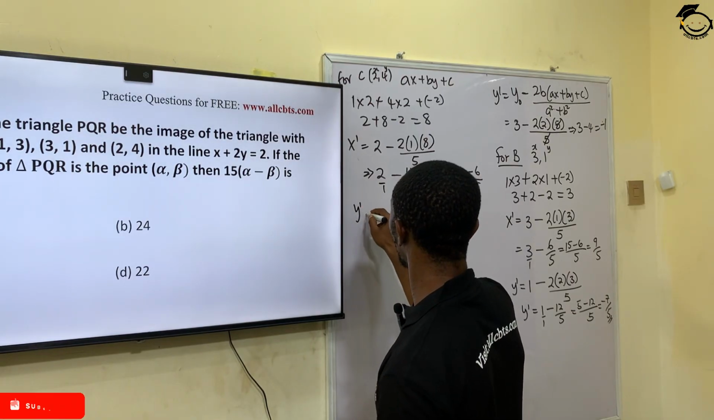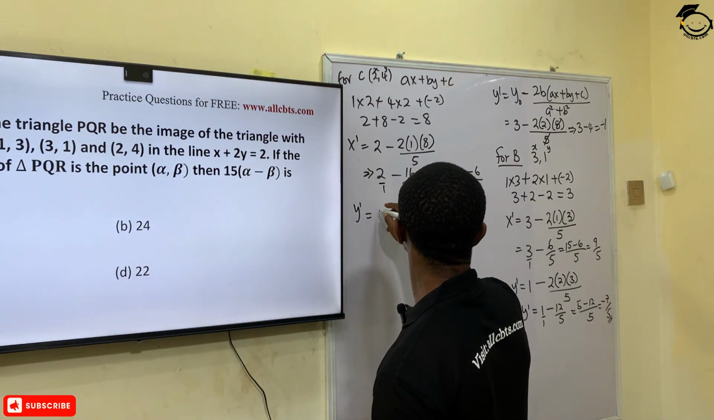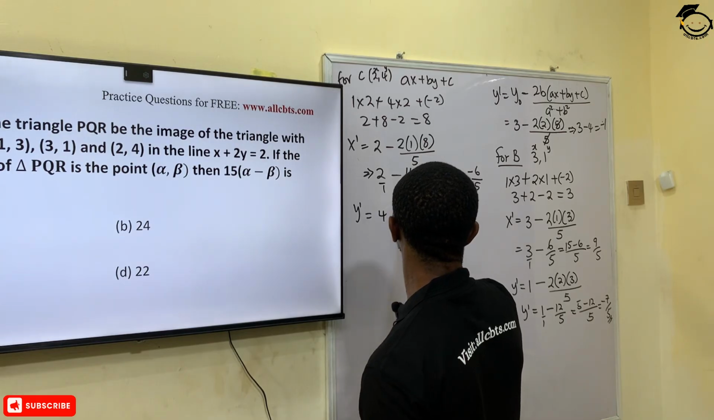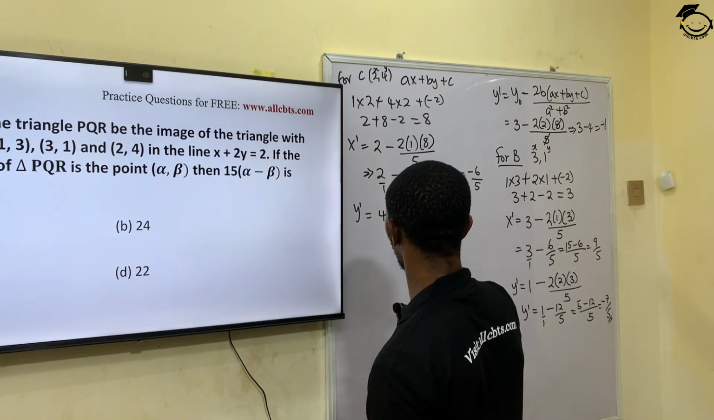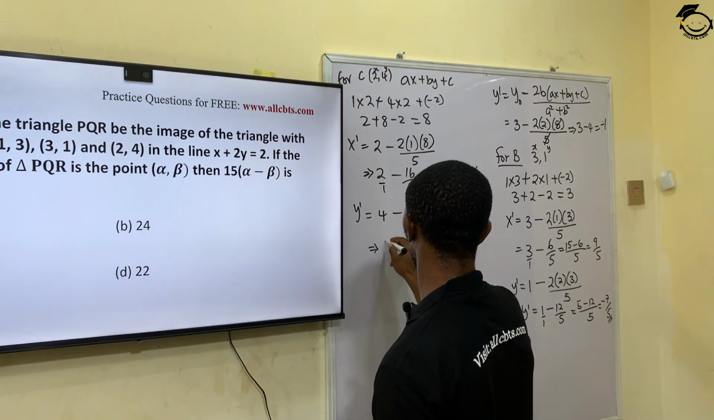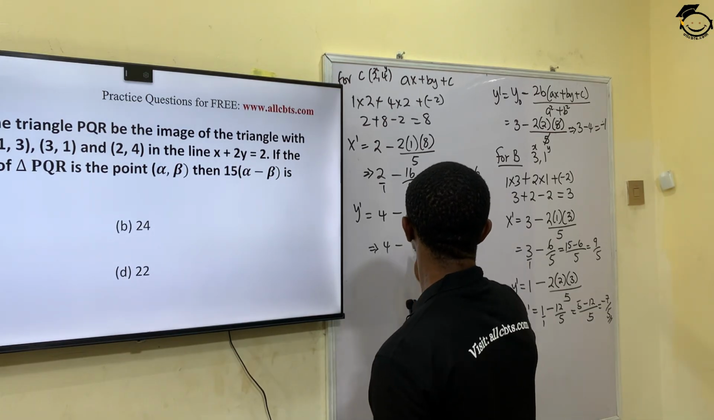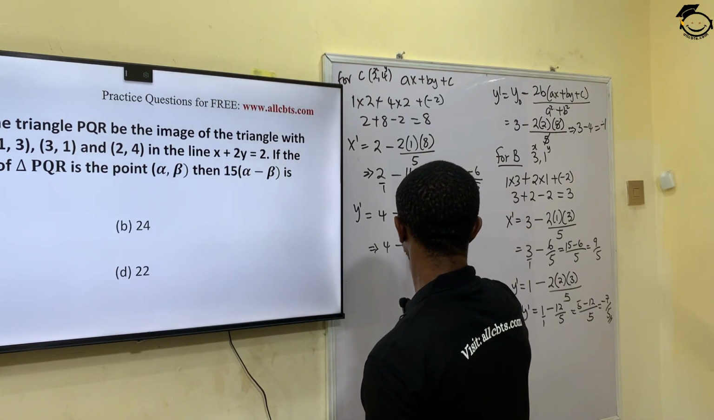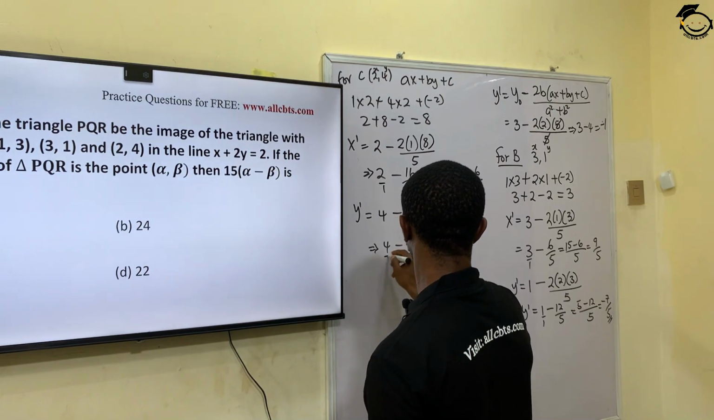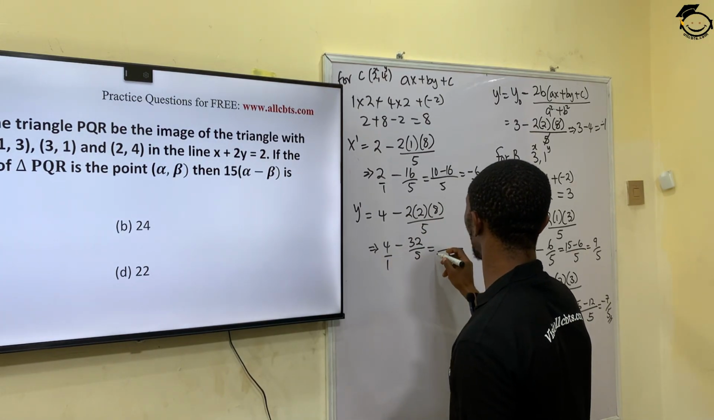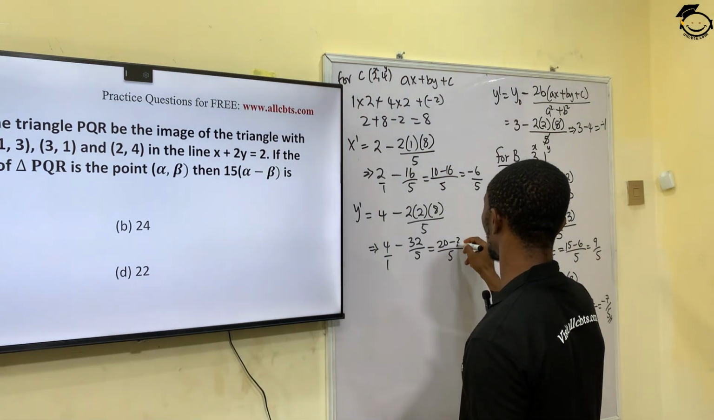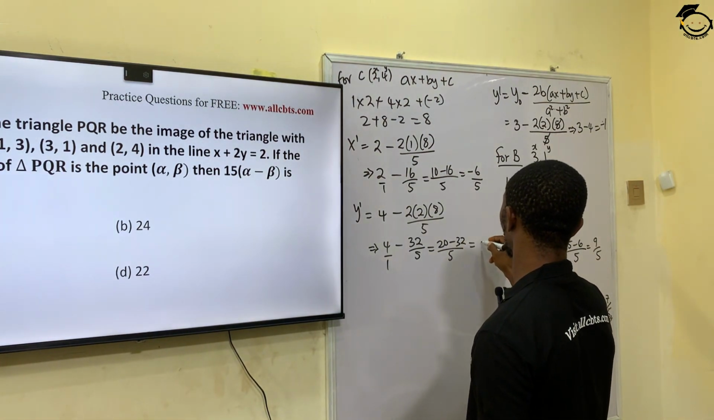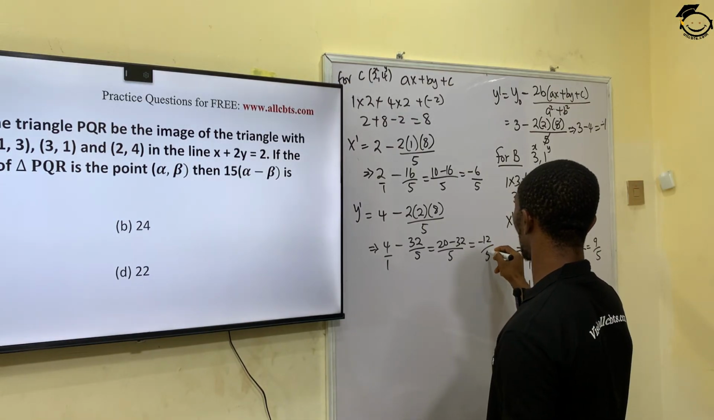And for y bar, we have it as 4 minus 2 brackets 2 times 8 all over 5. So this gives us 4 minus 4 times 8, 32 over 5. LCM is 5. This gives us 20 minus 32, which is minus 12 over 5.